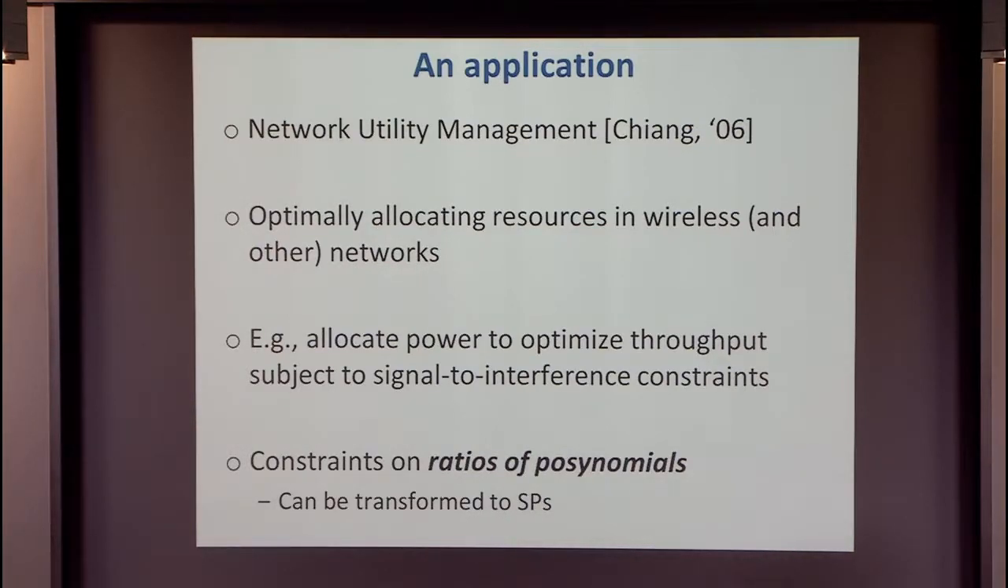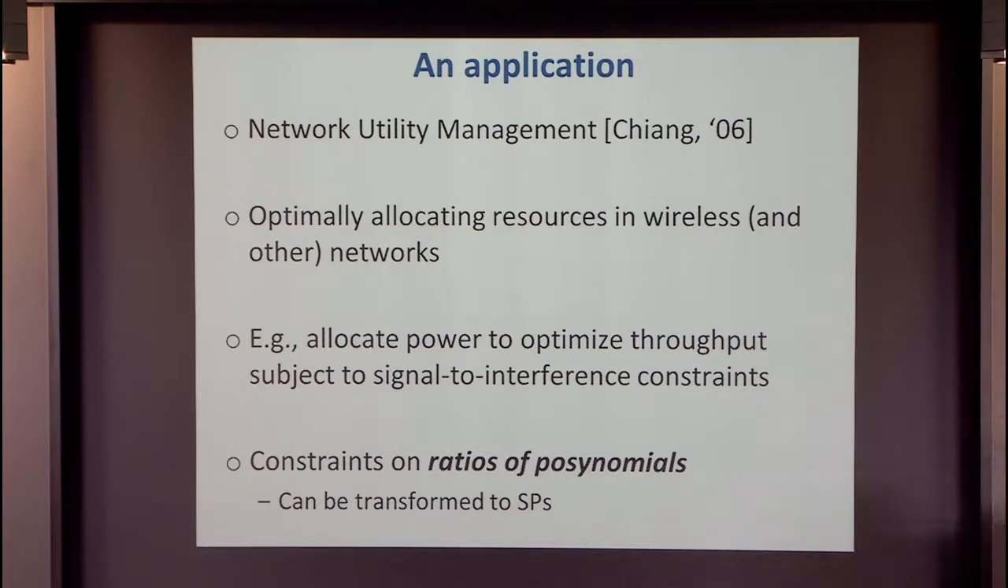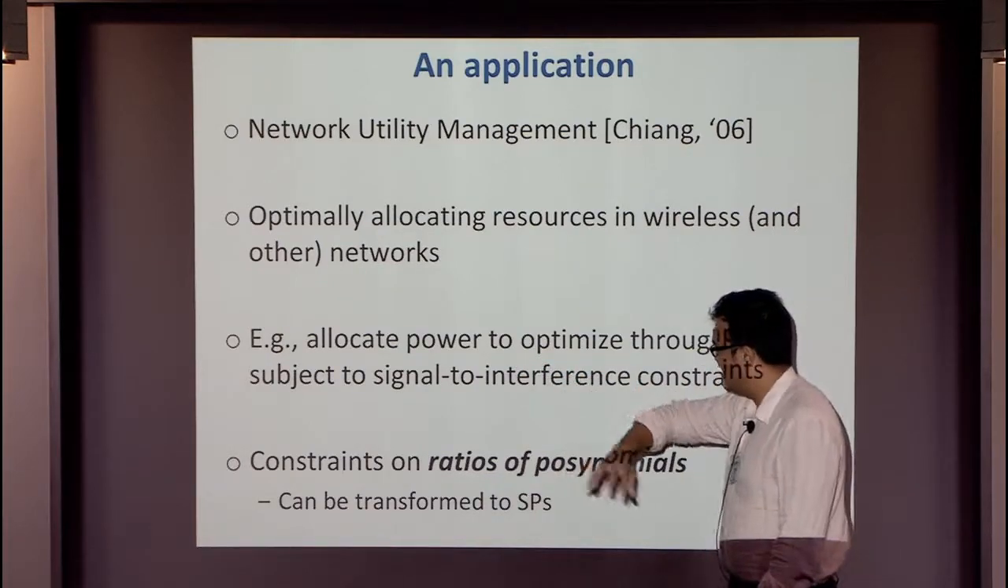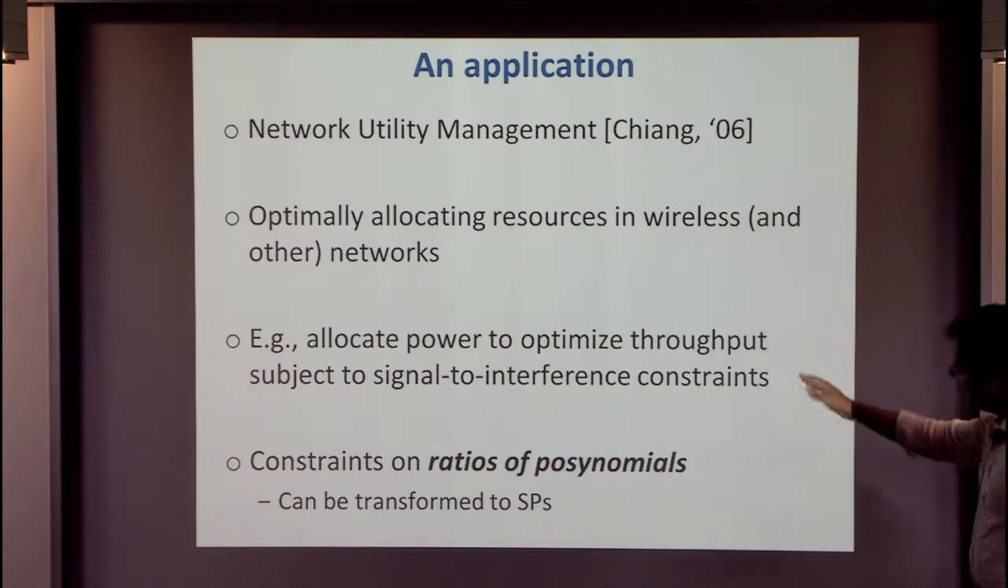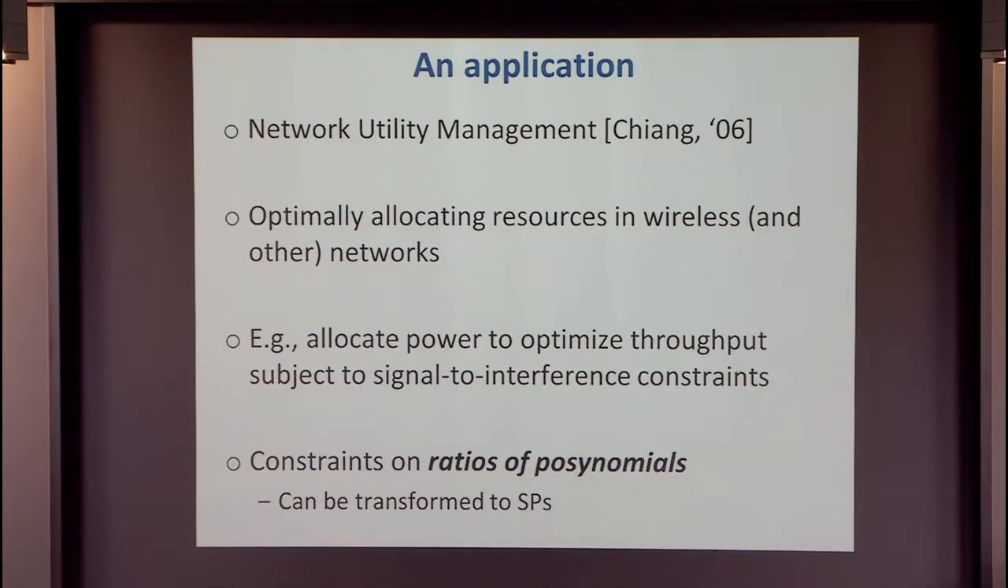One broad class of applications where these sorts of problems have come up is network utility management. Mung Chiang at Princeton has done a lot of work in this area. It's broadly about optimally allocating resources in a network setting to optimize some sort of performance. One example is to allocate power across a whole bunch of users to optimize throughput, subject to constraints that specify bounds on signal to interference. I'm not going to go into the details. This isn't my work; it's Mung's and his collaborators' work.